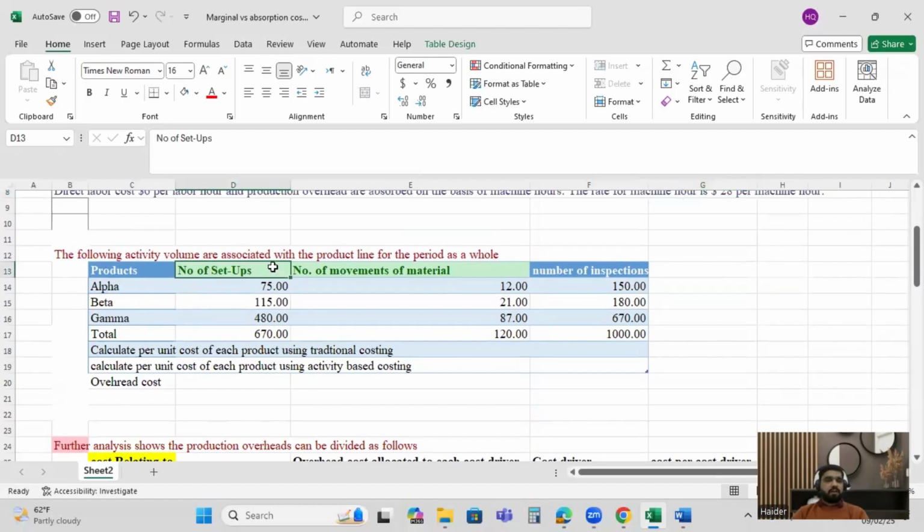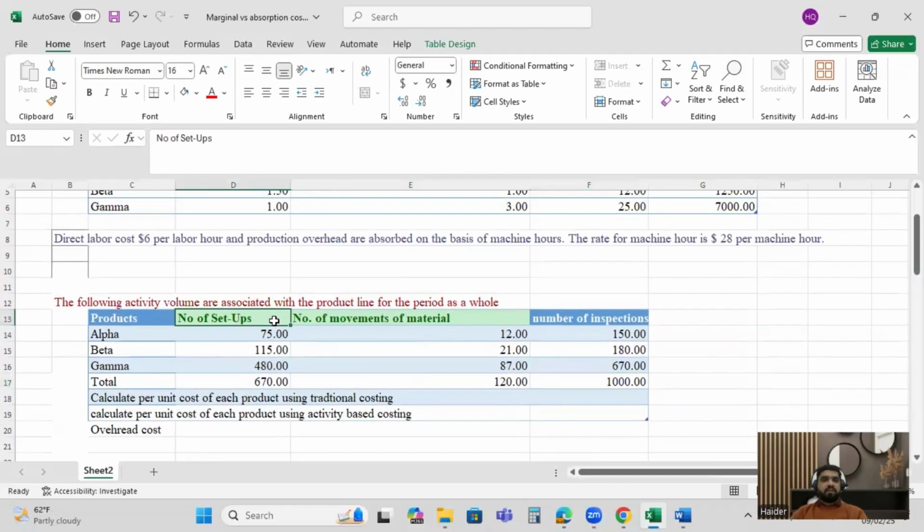Furthermore, they have given us data regarding other activities associated with these products. The number of setups in this production house are 75, 115, and 480, and the total number of setups is 670. The number of movements of materials documents required for each product are 12, 21, and 87. So these are different activities. The number of visits for inspections are 150, 180, and 670 for each product, and the total number of inspections is 1000.